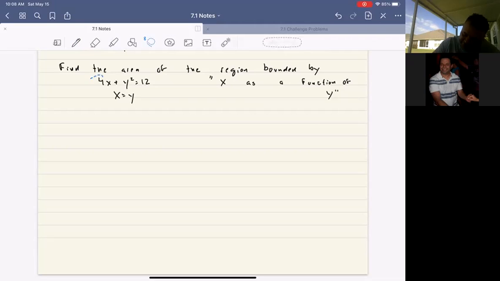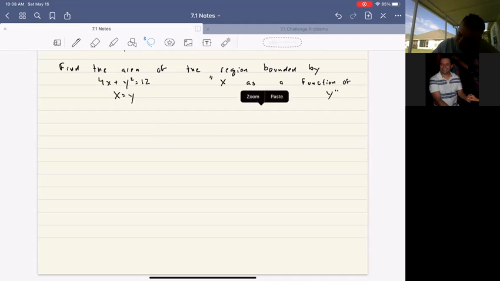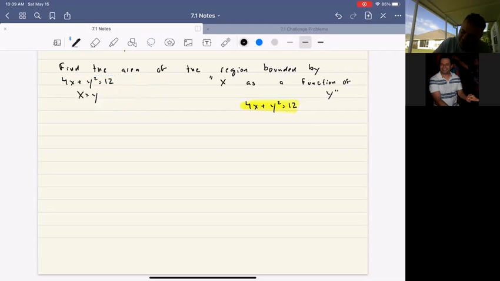Okay, that comes from this. Okay, so we're going to write that as, we're going to solve that for x. So x equals 3 minus 1/4 y squared. Okay, so now we have x equals y and x equals 3 minus 1/4 y squared.